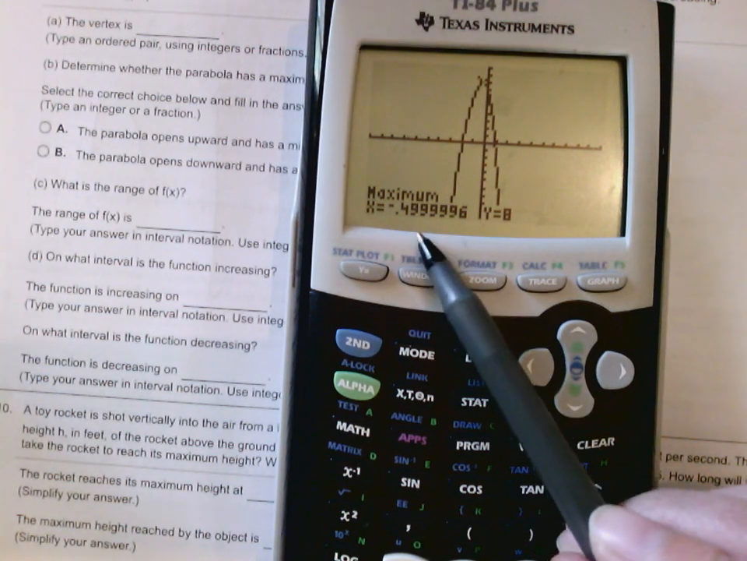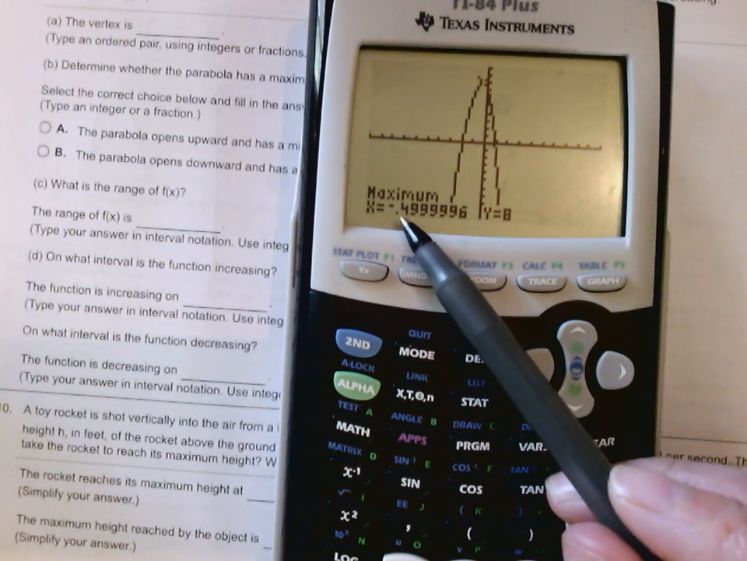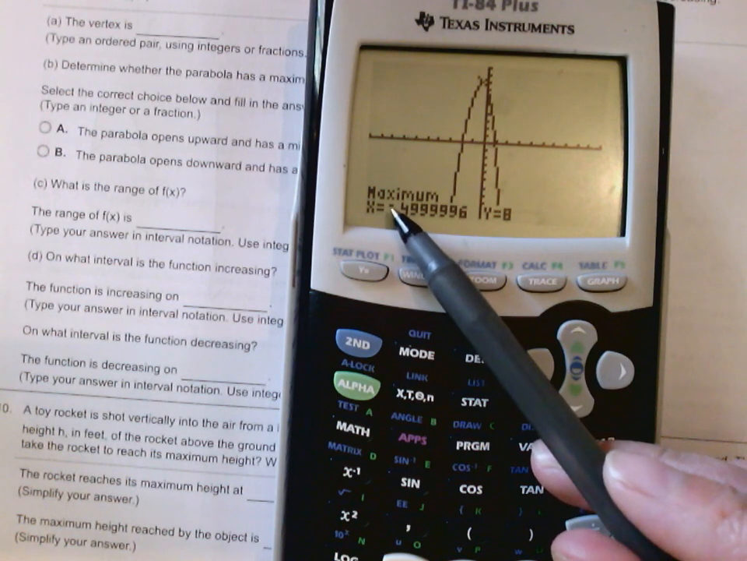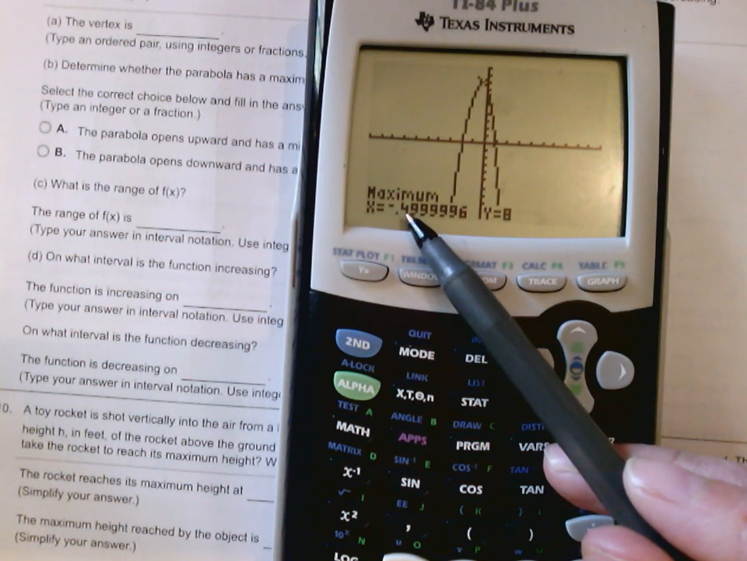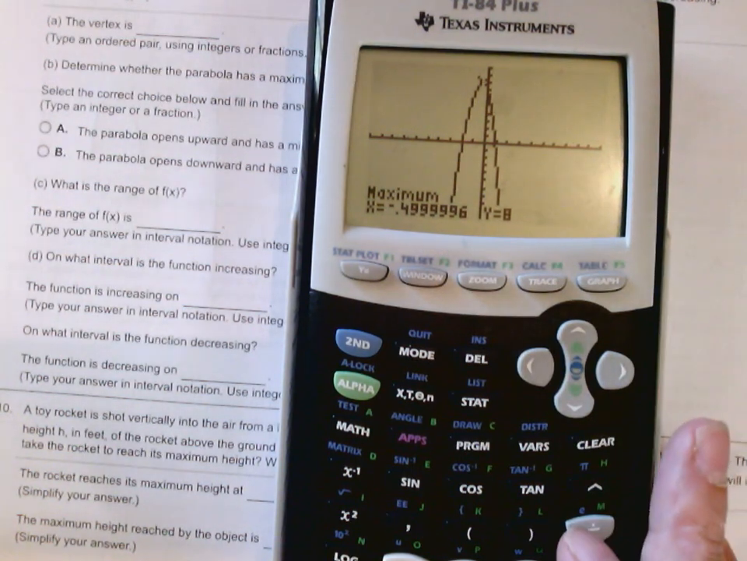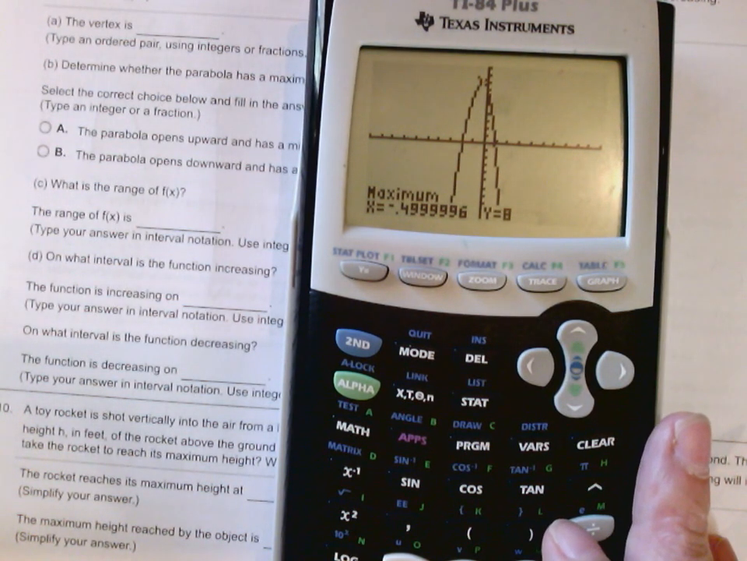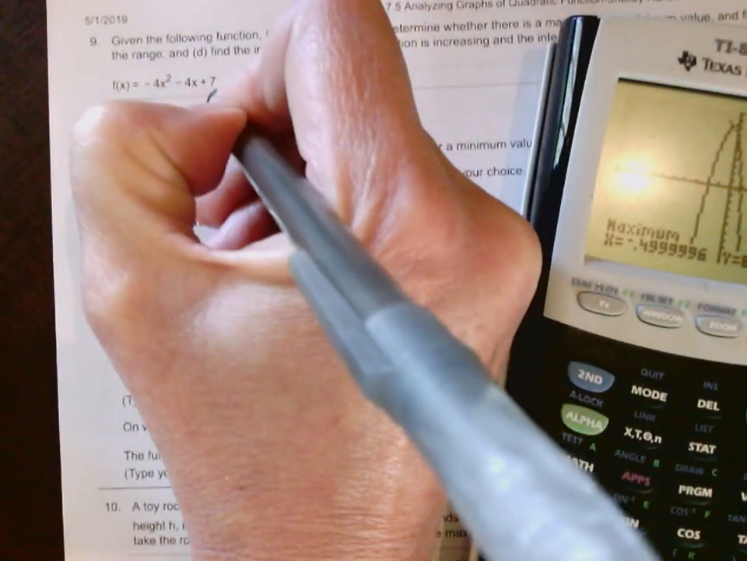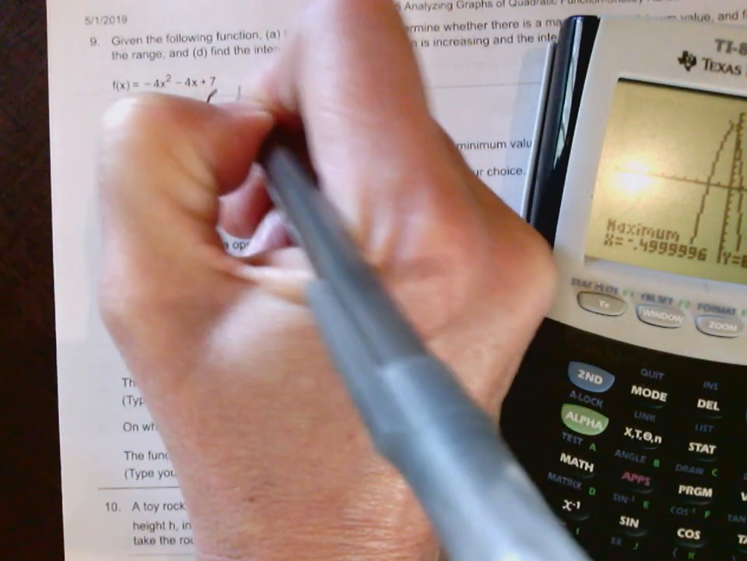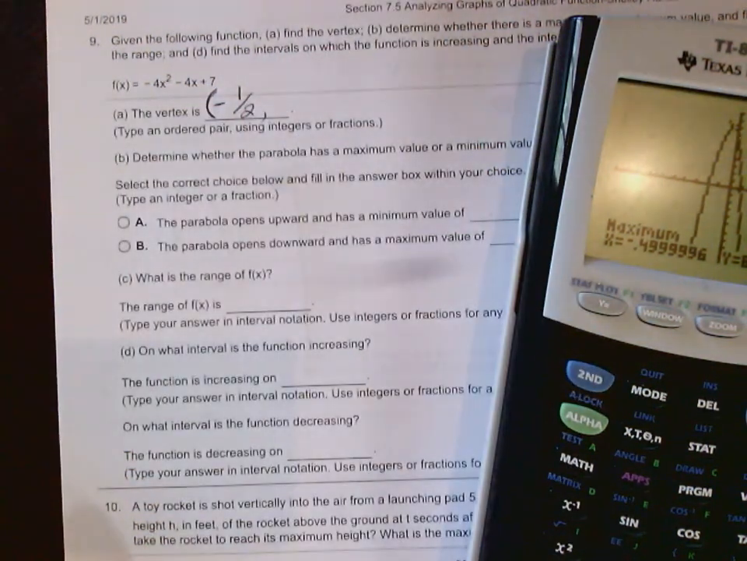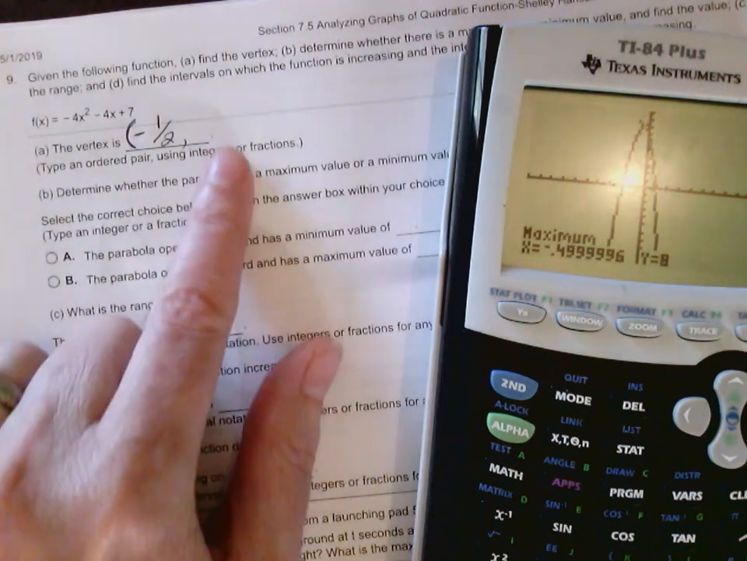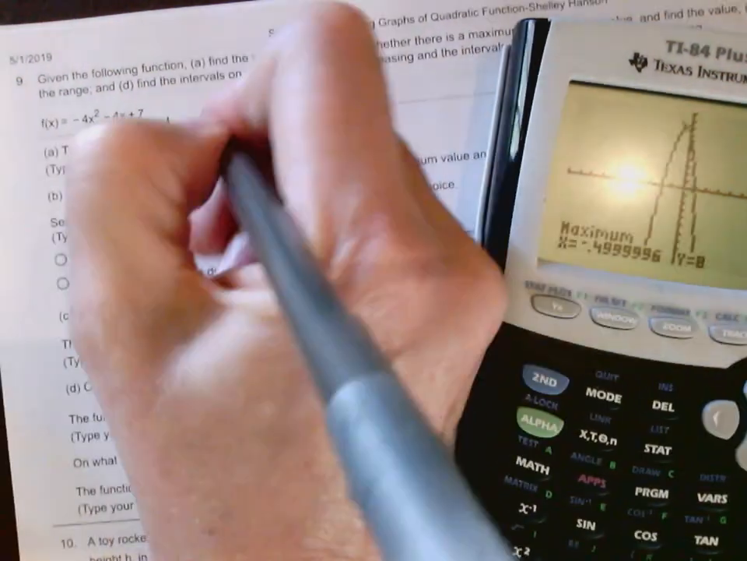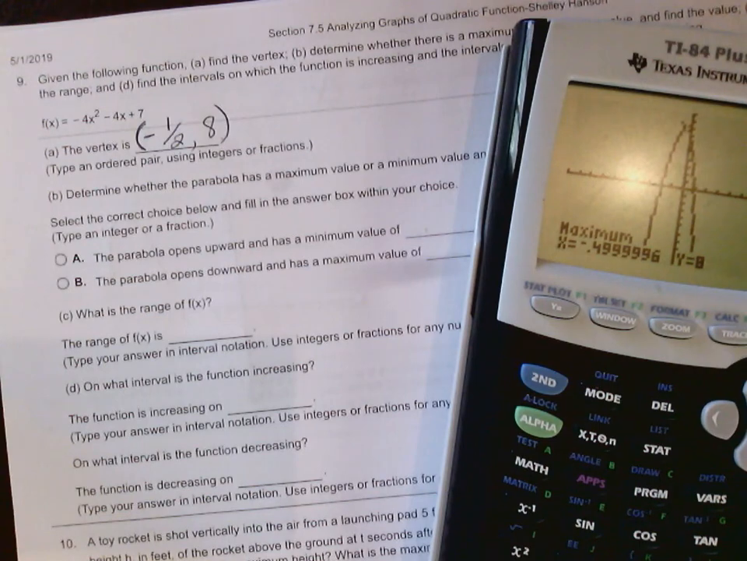Now again, some calculators are going to be just a little smidge off. This is the same thing as saying negative 0.5. Okay, and it wants me to not type it as a decimal. It wants me to type it as a fraction. It tells me that in the instructions here. So when I type this in, instead of typing 0.5, 0.5 is the same thing as 1/2. So negative 1/2, 8. So there's the vertex at negative 1/2, 8.